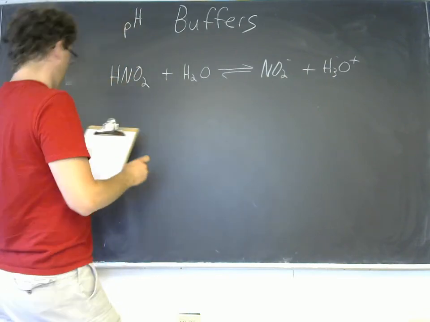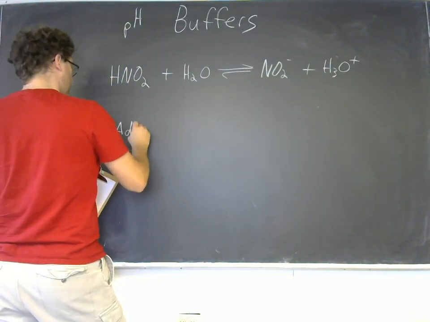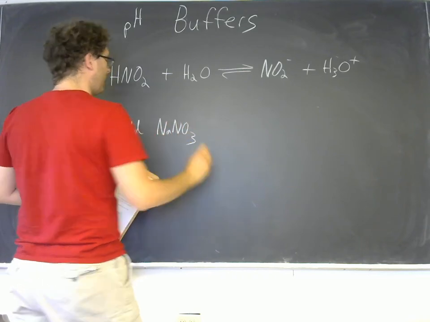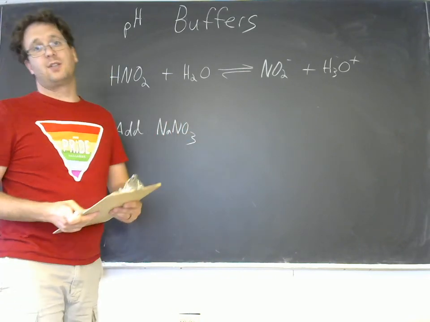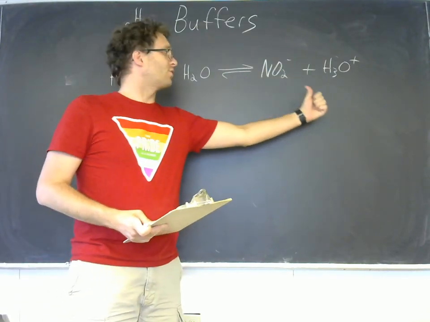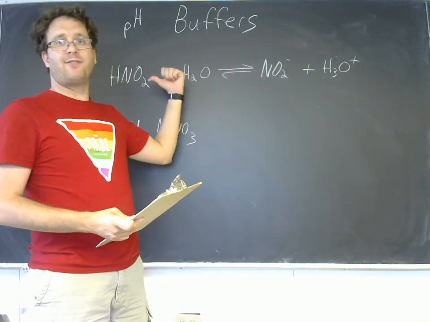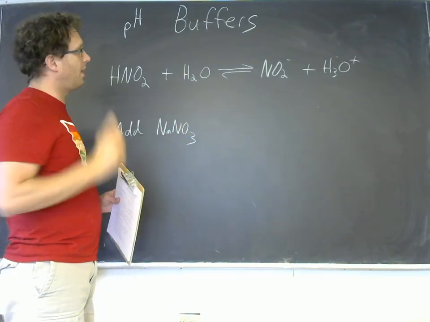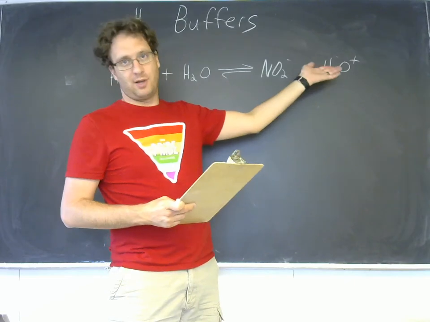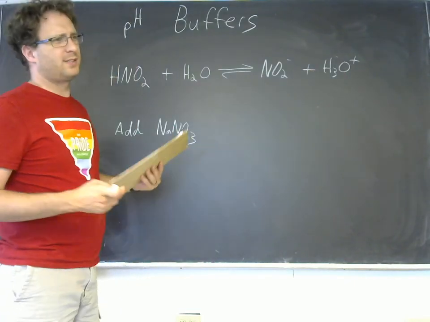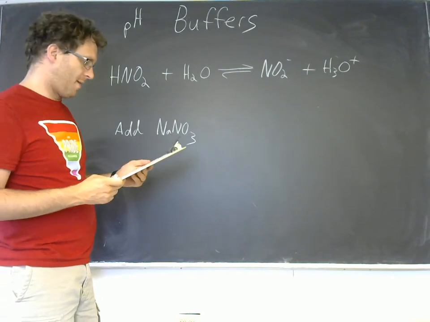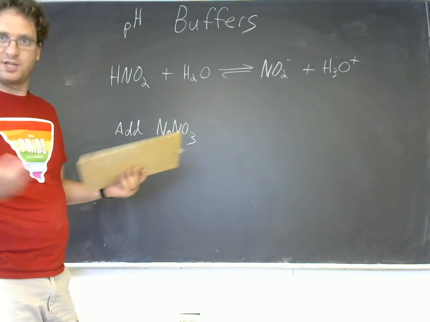Now what if I add something like sodium nitrite to that solution? Well, now I've added a product, and that's going to drive the equilibrium left, and it's going to, in the process, consume some of that hydronium ion and bring the system closer to a pH of 7. That's all just based on Le Chatelier's principle.